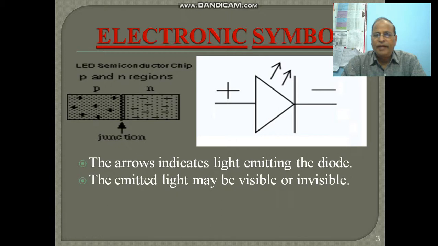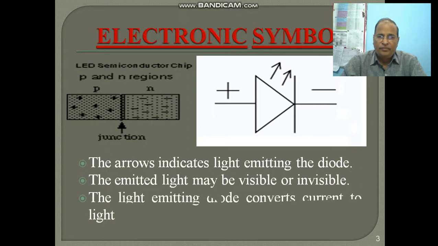The emitted light may be visible or invisible. The word invisible means it is not giving light. It is not emitting the light, but it is giving the signal. It is used in the remote control of your TV sets, ACs, etc. The light emitting diode converts current to light.